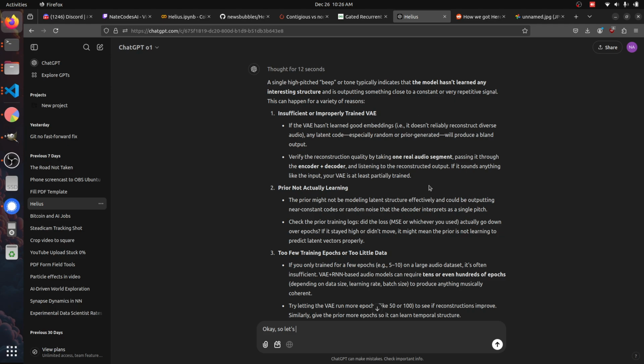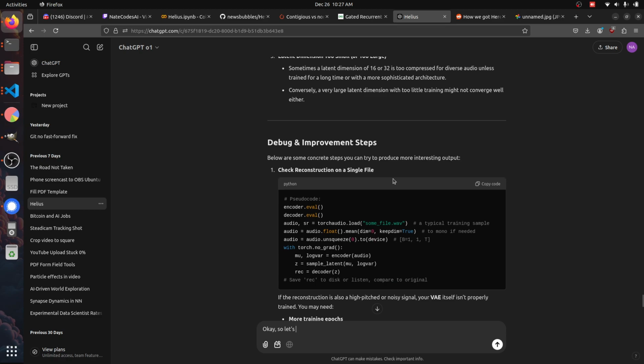That makes sense. If it hasn't learned any structure, then it's not going to really be reactive to any of that stuff. You have to verify the reconstruction quality by taking one real audio segment, passing it through the encoder and decoder, and listening to the reconstructed output. If it sounds anything like the input, your VAE is at least partially trained. So let's go back and try that.